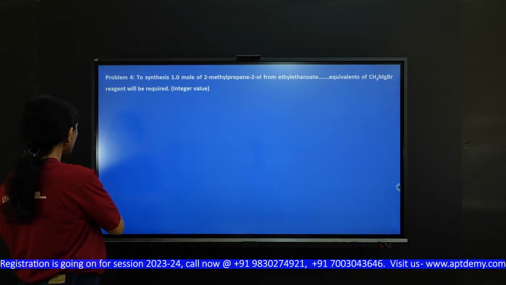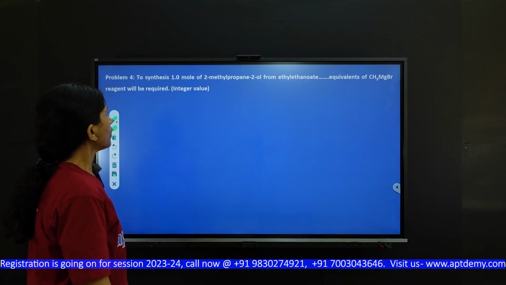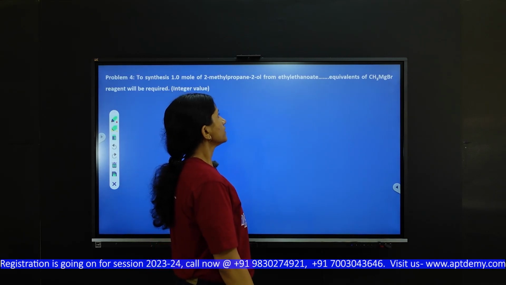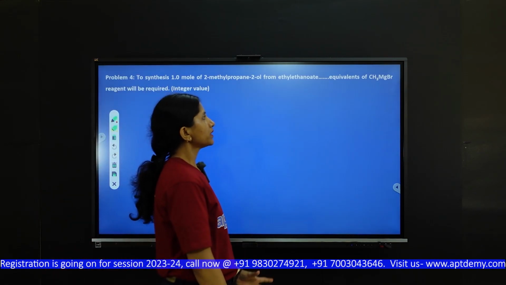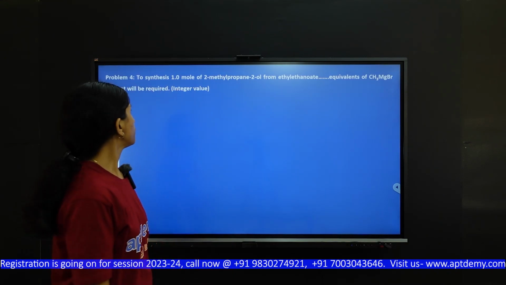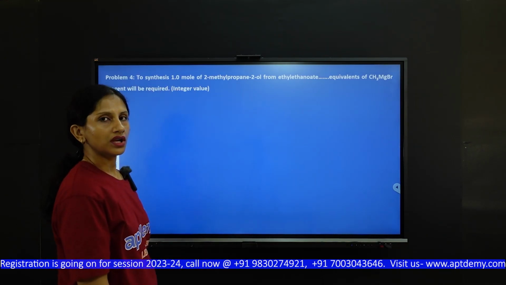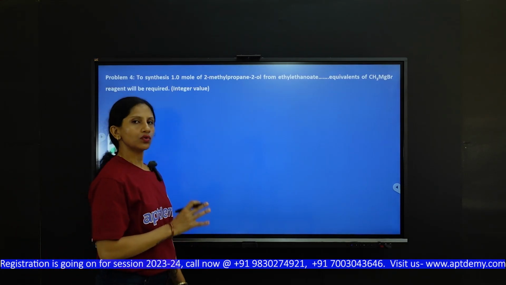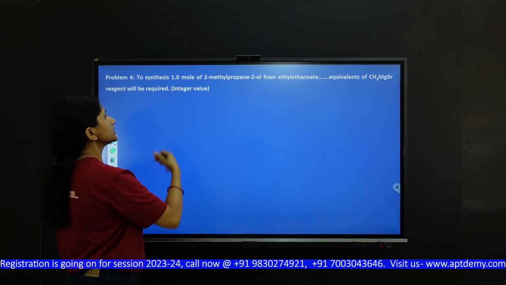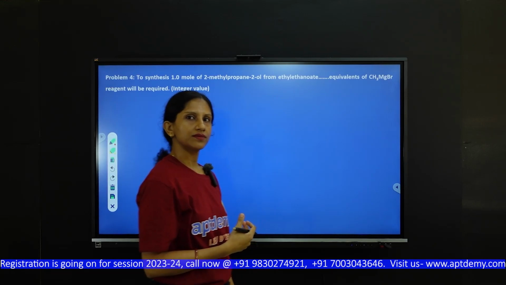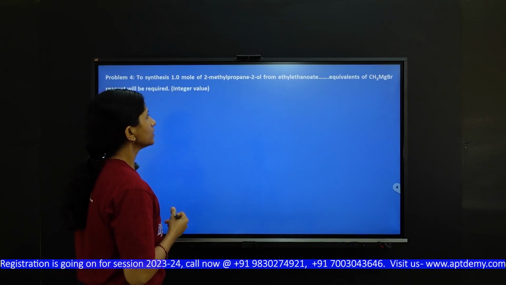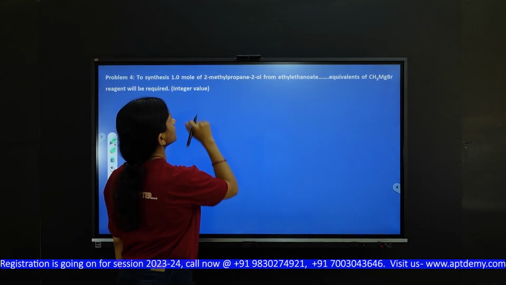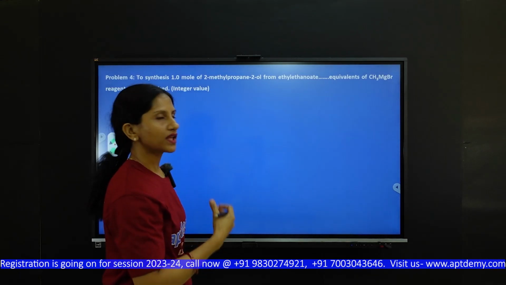Problem 4 is to synthesize 1.0 mole of 2-methylpropan-2-ol from ethyl ethanoate. How many equivalents of CH3MgBr reagent will be required? Integer value we have to put. So, first let's write down the equations to understand how many equivalents of CH3MgBr reagent is required to prepare the product, that is 2-methylpropan-2-ol, from ethyl ethanoate.